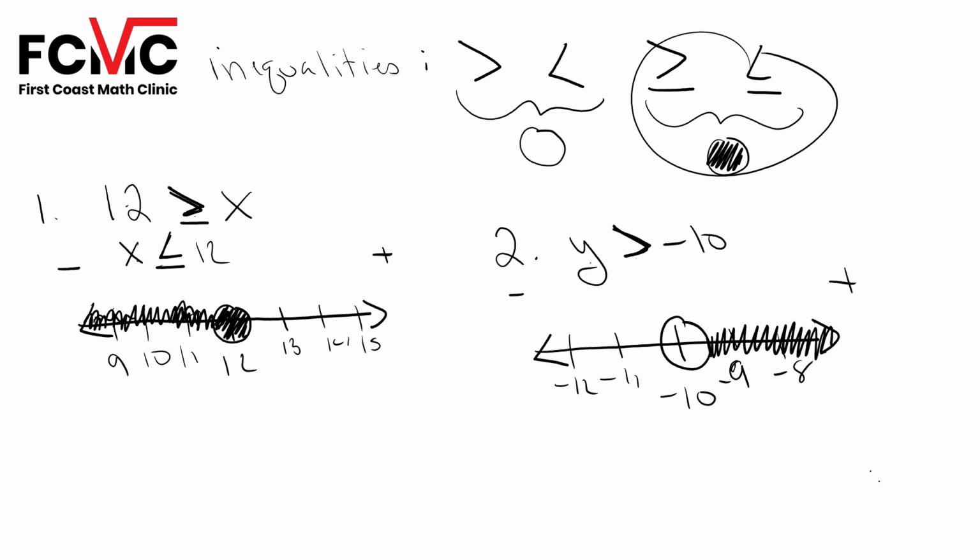So if the mouth of our inequality is open to the variable, we're shading to the right towards our larger numbers. If the mouth of the inequality is not open towards the variable, all right, if our variable is less than, we're going to shade to the left and get our smaller values. All right, let's do a couple more examples.